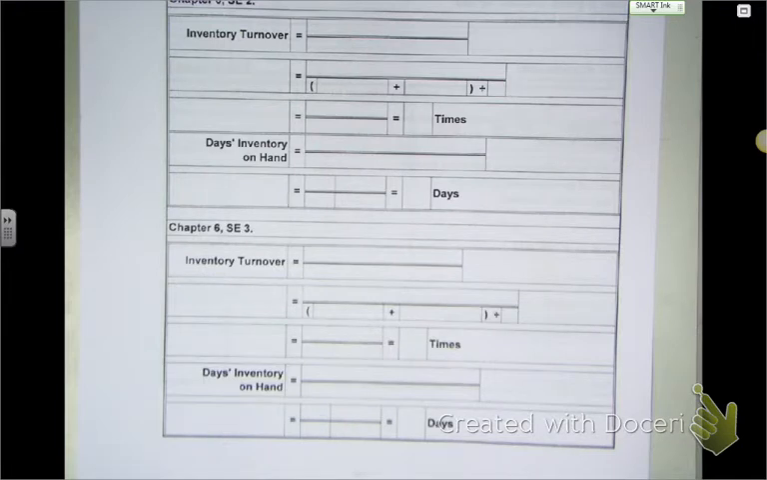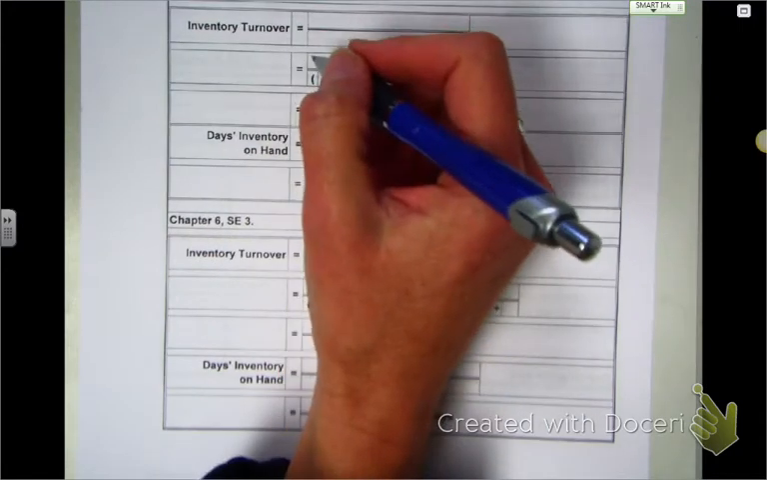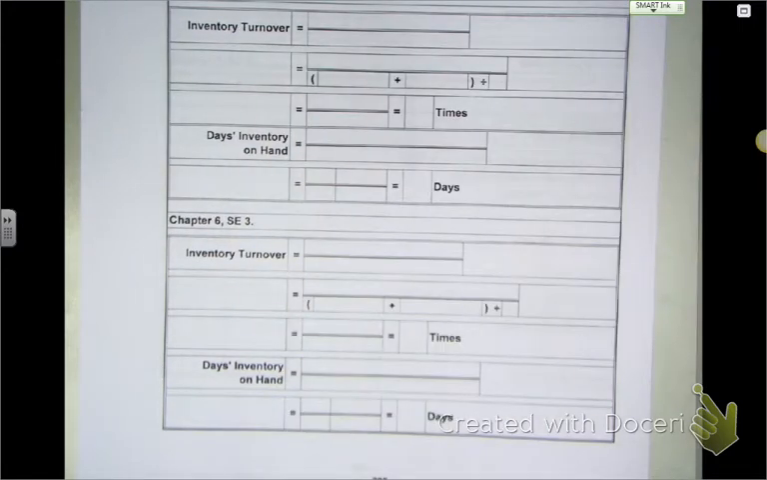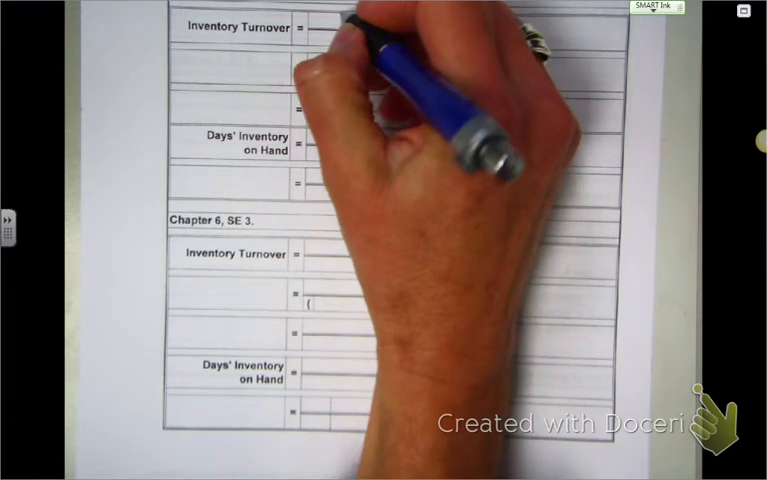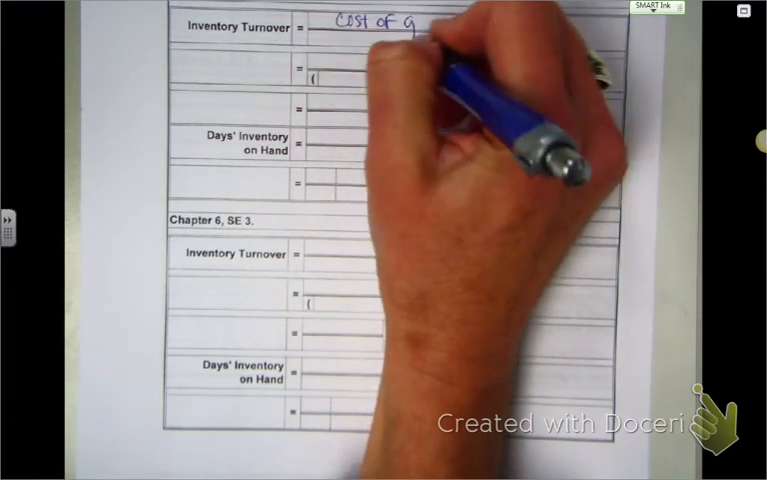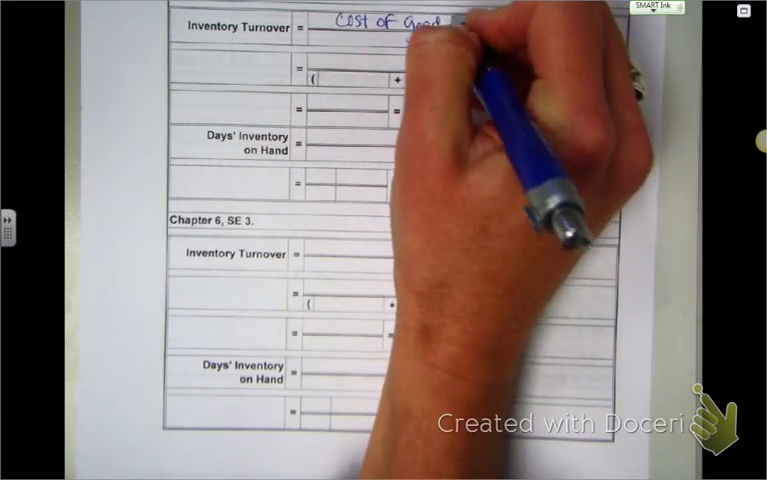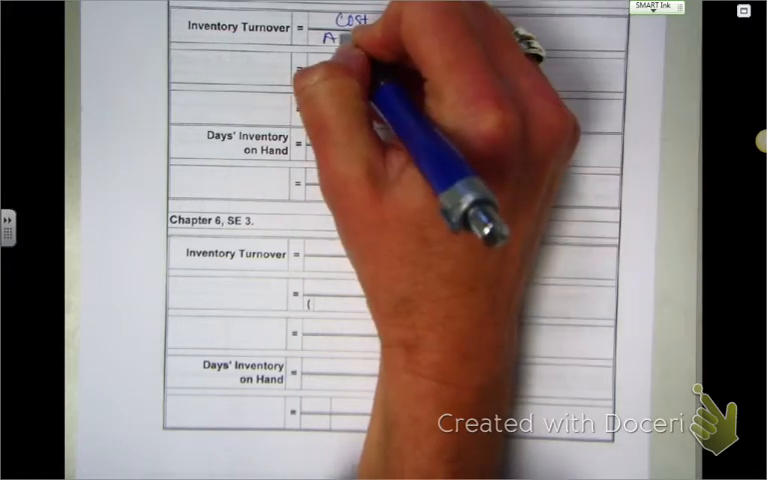Okay, so what's my formula, Mr. Marinopoulos, that I'm going to use here? What's my formula if I'm calculating? The two things I have to calculate are inventory turnover and days inventory on hand. What's my formula? Cost of goods sold divided by average inventory. Okay, so cost of goods sold divided by average inventory.